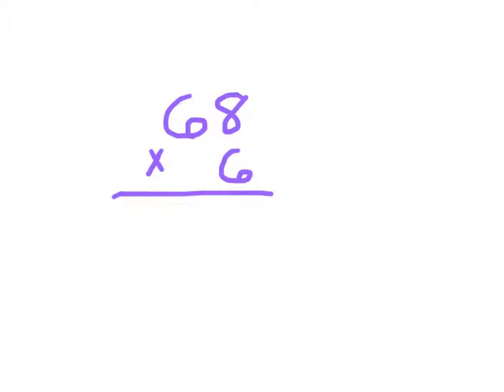This is 68 times 6, and so we'll take the 6 here and multiply it to the 8. We get 48. We'll place the 8 here and regroup the 4. 6 times 6 is 36, plus 4 is 40, so we'll write 40 right in there. And so 68 times 6 is 408.